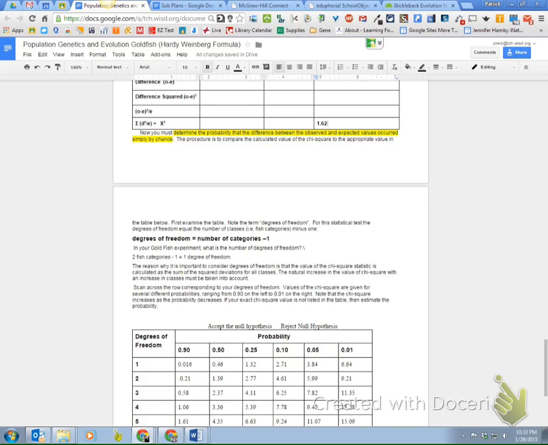So we're going to take that number, and we're going to find what's the degrees of freedom. And I've filled it out right here. Your degrees of freedom is the number of categories you have. So we had two different colors, so there's two different categories, and we're going to start at track type 1.